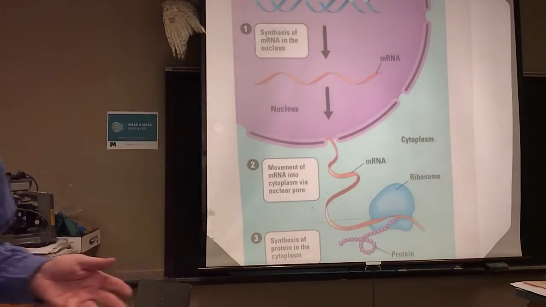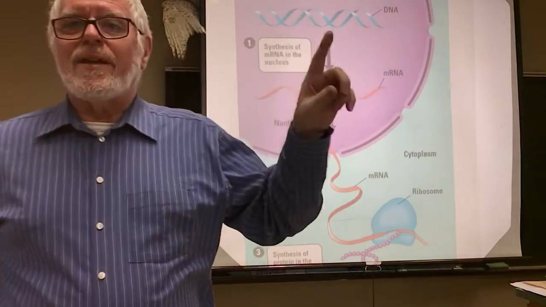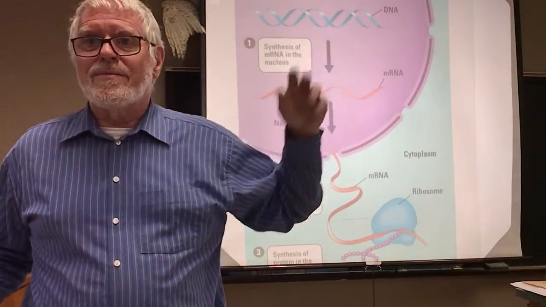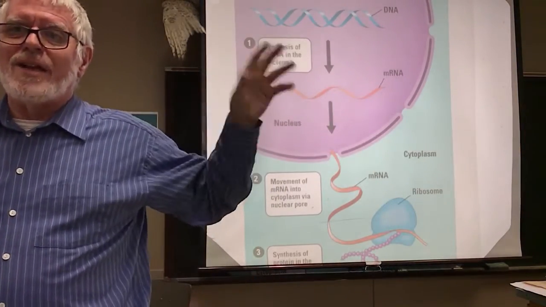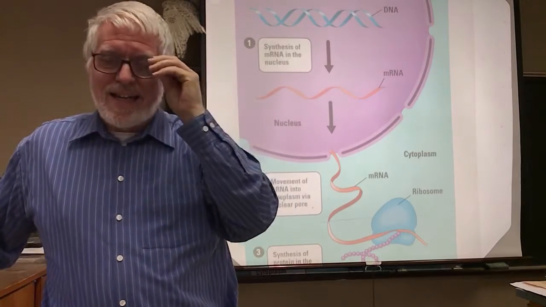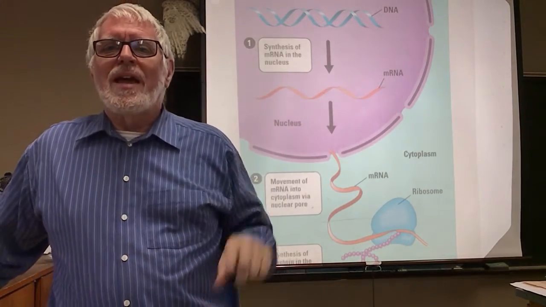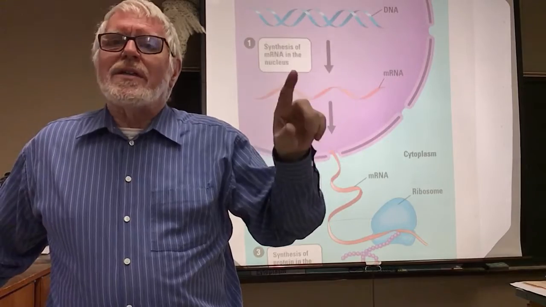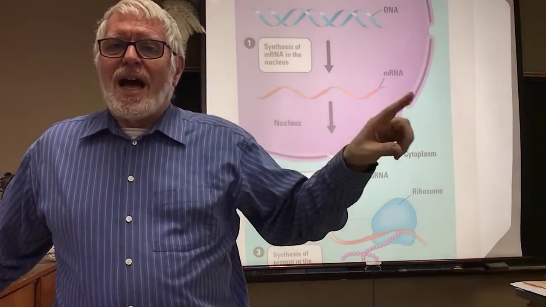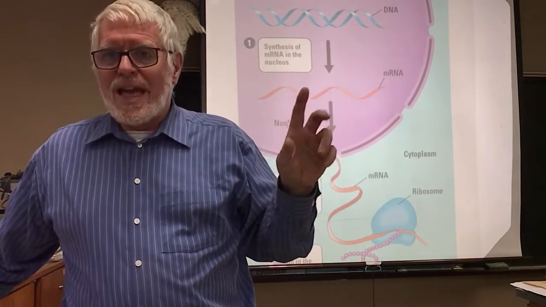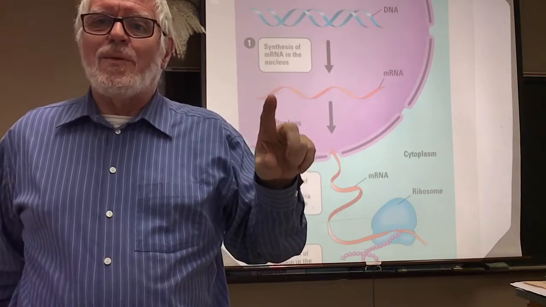So what do you do with the code? The code is in there on your DNA. It's on just one side. The other side is the duplicate that allows you to keep making copies of everything and distributing them properly. This can't get out of the nucleus. You need to put it onto a different nucleic acid that can leave the nucleus, and that would be RNA.